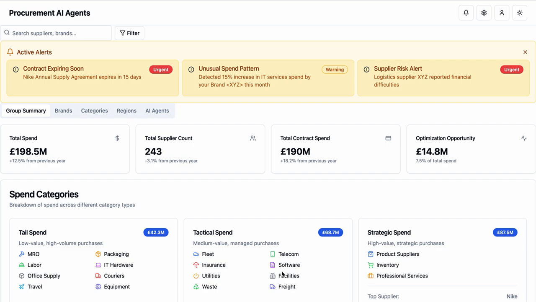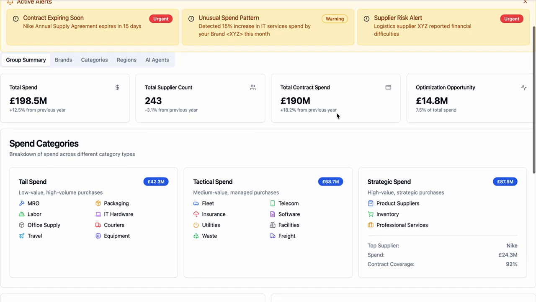So here we have looked at it from a perspective of different brands being managed by a parent entity. As you see on the dashboard, top left, you'll see the alerts are there: contract expiring soon, unusual spend patterns, supplier risks. At a group level, you can see the total spend, how it has changed, supplier count, contract spend, and there's an opportunity to optimize that spend as well.